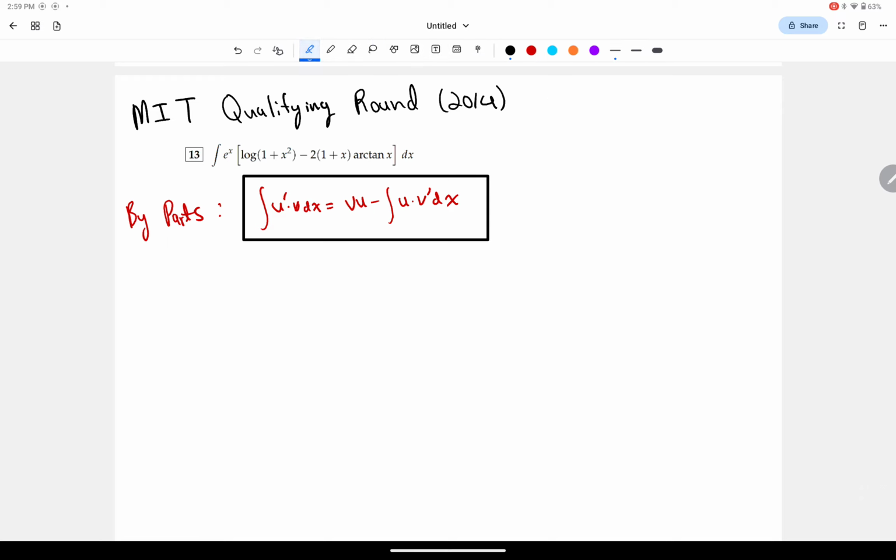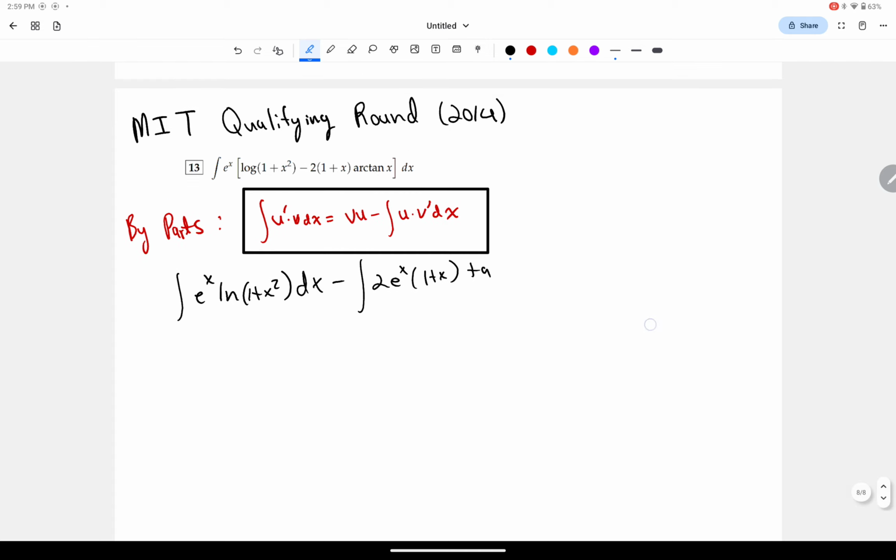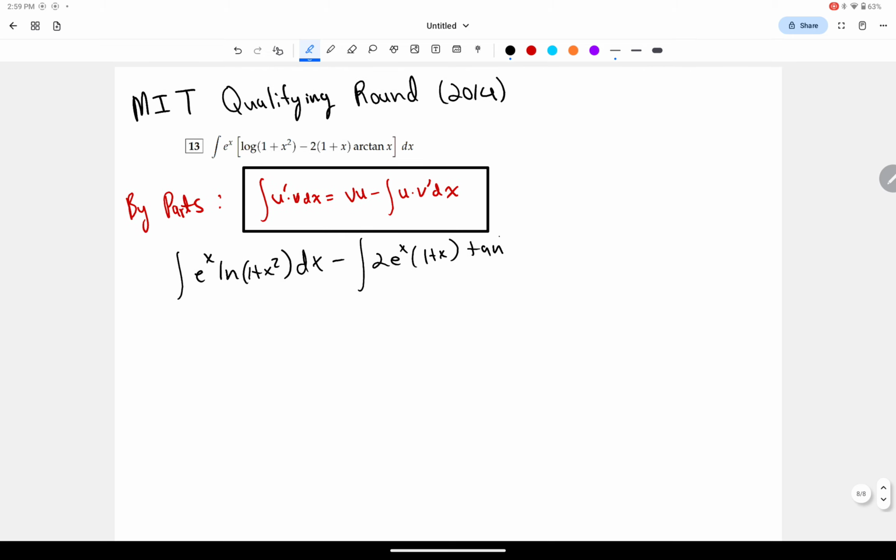So first of all, I can separate the integral by the linear property of integrals. So I have the integral of e to the x, again, log is just ln, they really mean ln, so e to the x ln(1 plus x squared) dx minus 2 e to the x times arctan x, which is just tan inverse x, dx. And e to the x ln(1 plus x squared) dx.